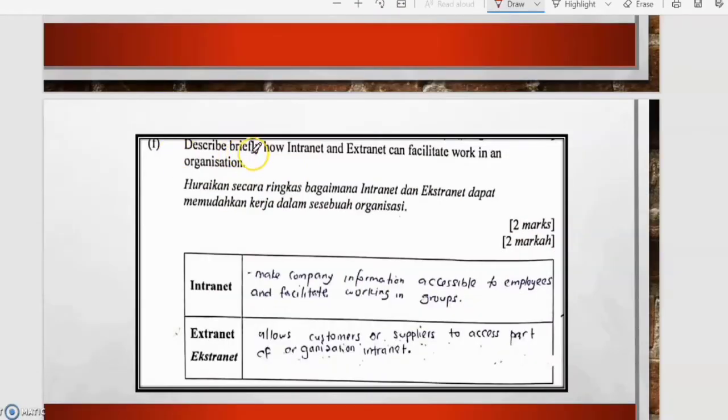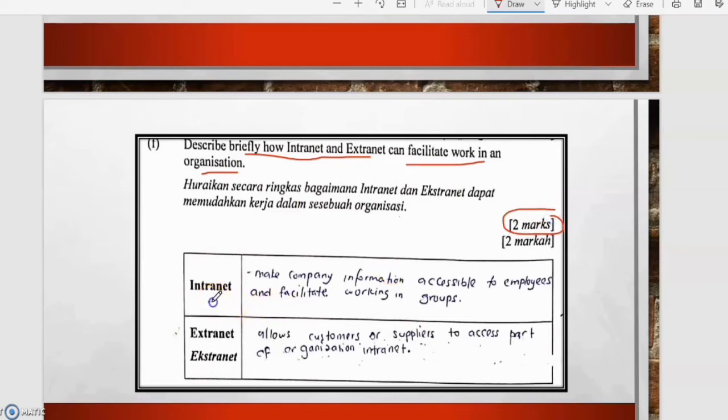Then describe briefly how intranet and extranet can facilitate work in an organization. So 2 marks. Okay, so intranet, if you see, makes company information accessible to employees and facilitates working in a group, because intranet is within the organization. Extranet allows customers or suppliers to access part of an organization's intranet. So, 2 marks.